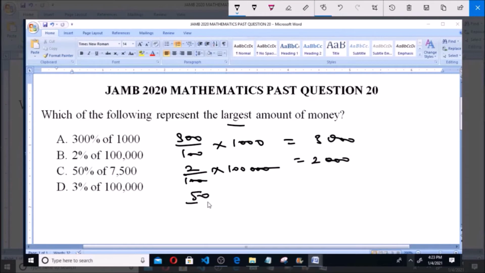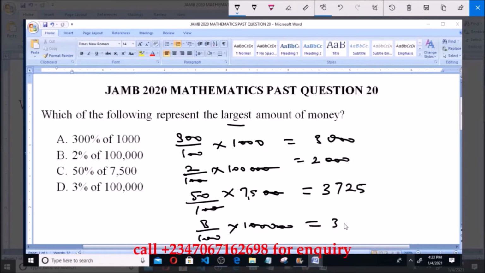Now 50% of 7,500, we cancel this zero and this zero. Now 50 times 75 will give us 3,725 naira. Now 3%, which is option D, of 100,000, that is 3 all over 100 multiplied by 100,000, is equal to 3,000 naira. Now looking at this, you see that the largest amount of money here is option C, which gives us 3,725 naira.